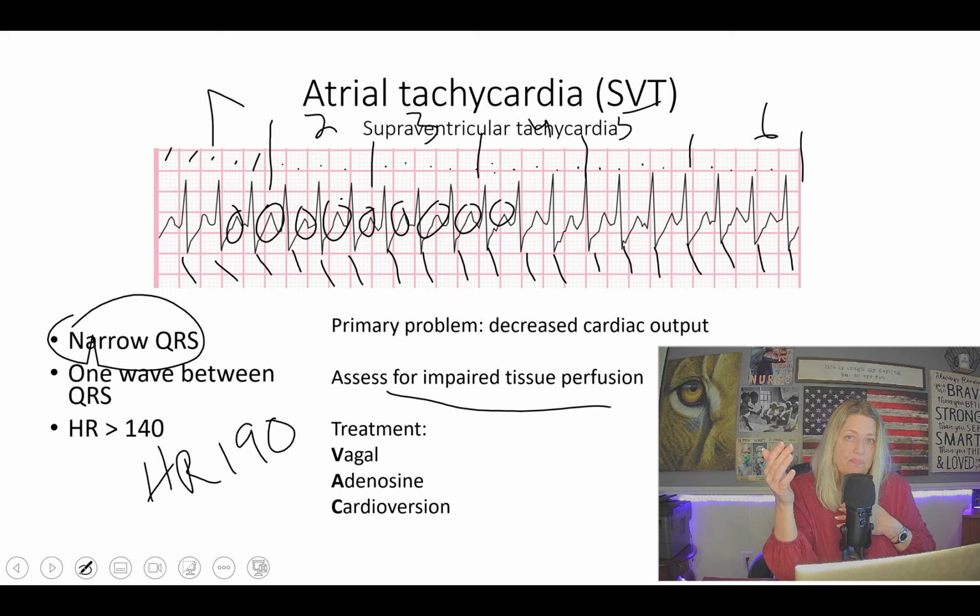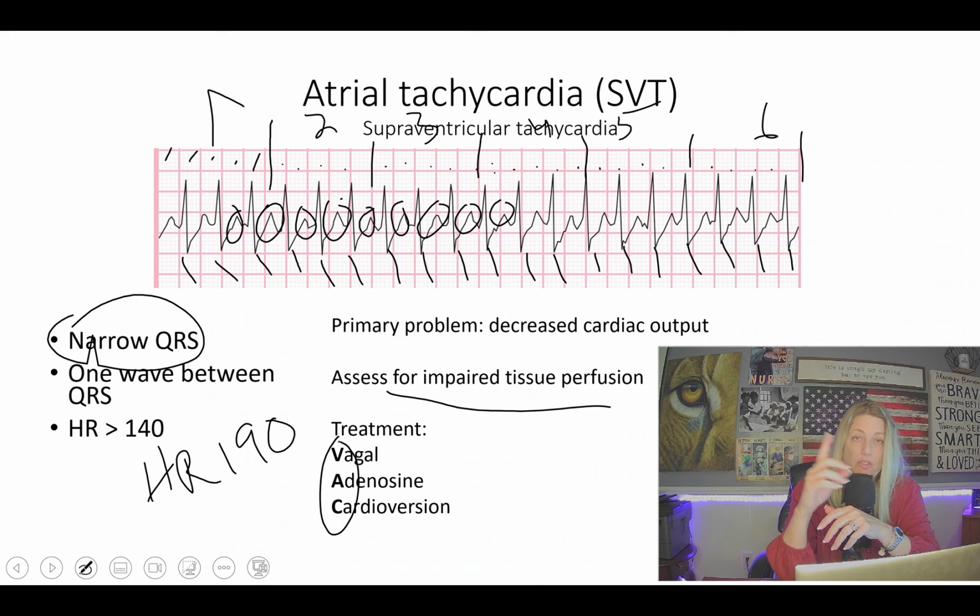Well, the problem isn't that they have coronary artery disease. The problem is their heart rate is too fast. They don't have enough time to fill. You've got to get the heart rate down. So for ATAC, remember, you do VAC. Vagal, adenosine, cardioversion. You don't have to do all of them.